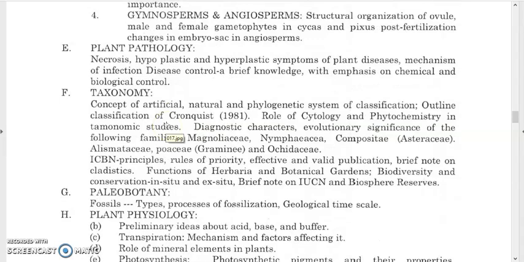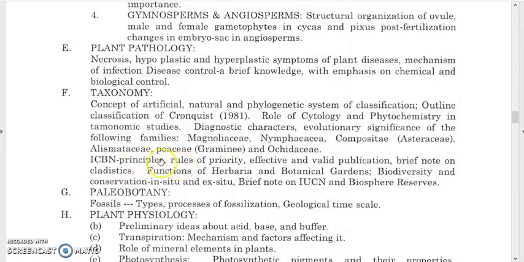Taxonomy: concept of artificial, natural and phylogenetic system of classification, outline classification, role of cytology and phytochemistry in taxonomic studies, diagnostic characters, evolutionary significance of the following families, like Magnoliaceae, Nymphaeaceae, Compositae or Asteraceae, Poaceae, Solanaceae, Liliaceae, different plant families. You have to study here.